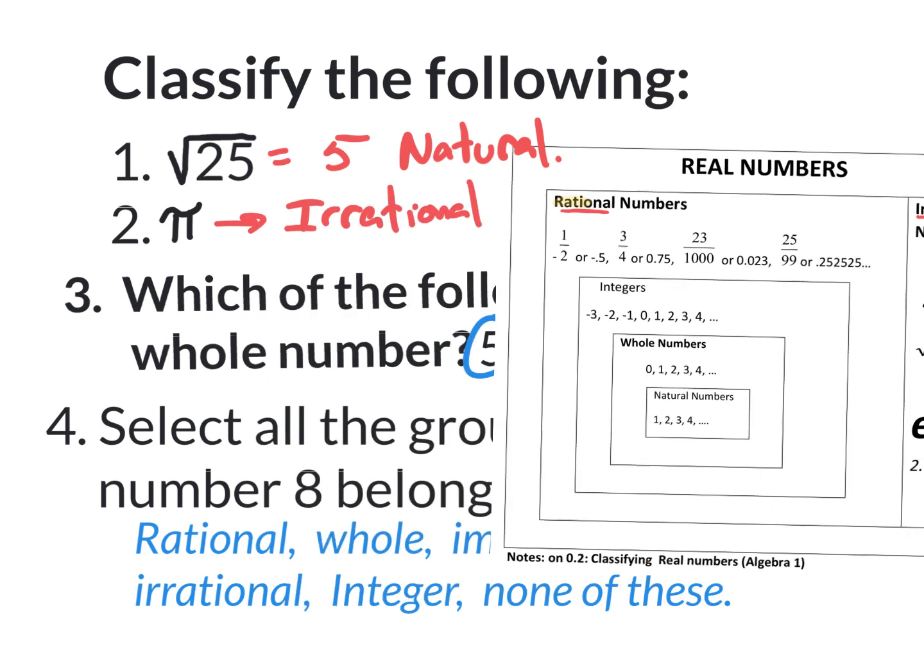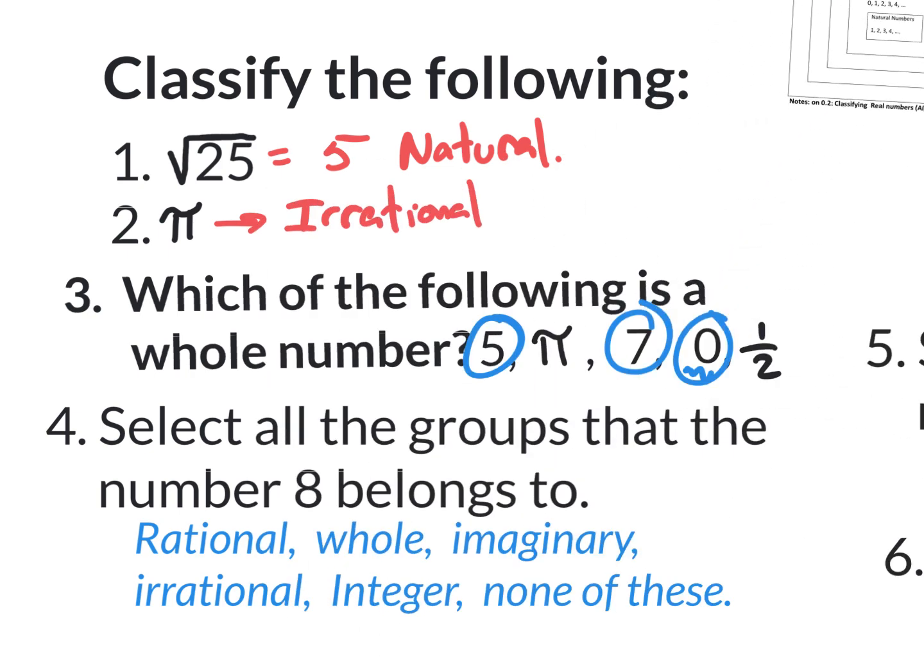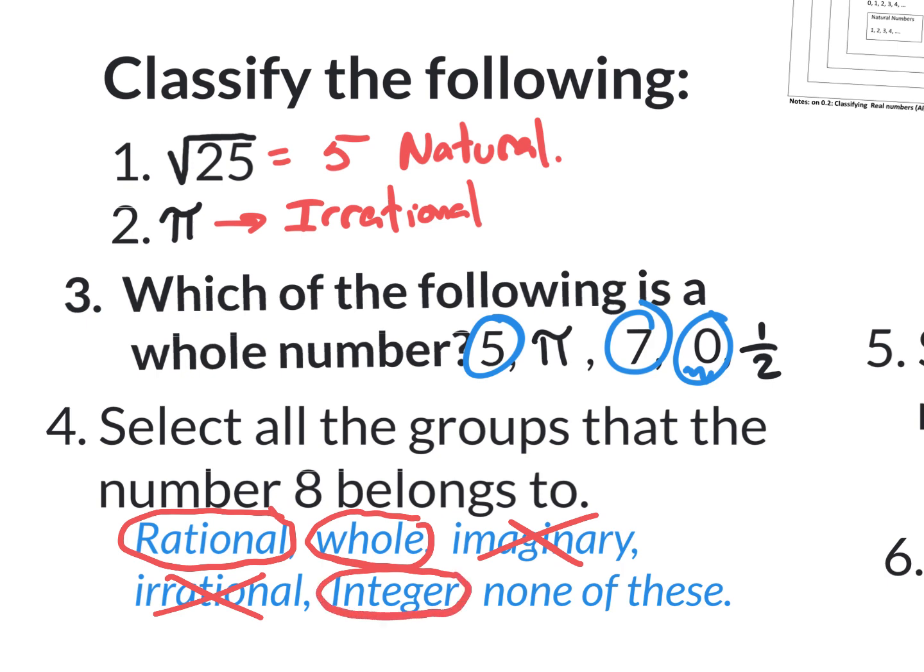So let me look for all those on the list provided. Is it rational? Yes. 8 makes sense, right? I know what $8 is. Is it a whole number? Yes. Is it imaginary? Nope. Is it irrational? No, I mean, it's totally rational. It makes sense. It's not crazy. It's not a crazy decimal. How about an integer? Yes, it's an integer. Now you might be thinking, wait, aren't integers negative numbers? Yes, but it also includes positive numbers that are not decimals or fractions. Obviously, none of these is incorrect. So you would select those 3 and then hit submit.